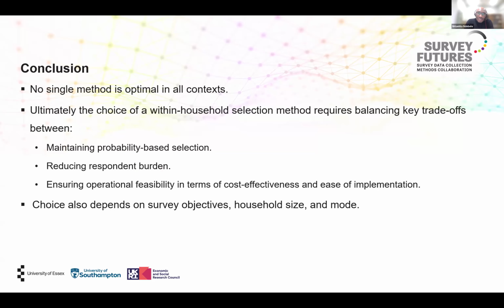Now, just to draw some conclusions, what the review found is that there's no method that is optimal in all contexts. Ultimately, the choice of a method requires a balancing of key trade-offs: maintaining probability-based selection, reducing the respondent burden, but also ensuring that your method is operationally feasible in terms of cost effectiveness, as well as ease of implementation. The choice also depends on what the survey objectives are, the household size, or also what mode you are using for collecting the data.